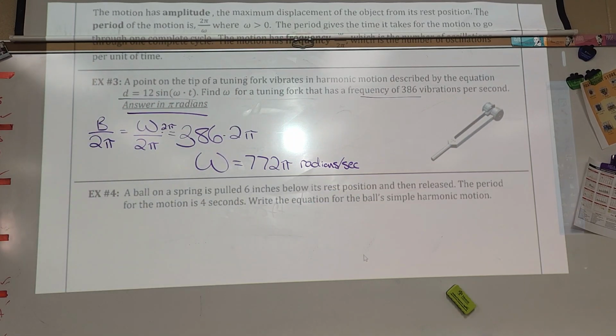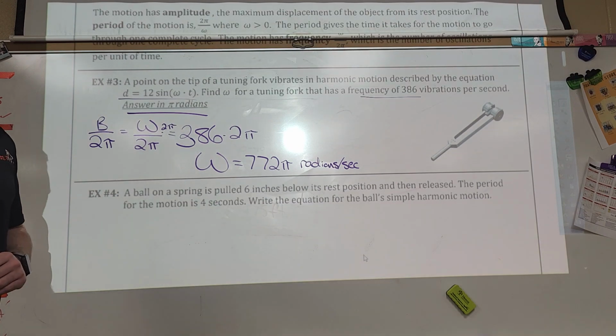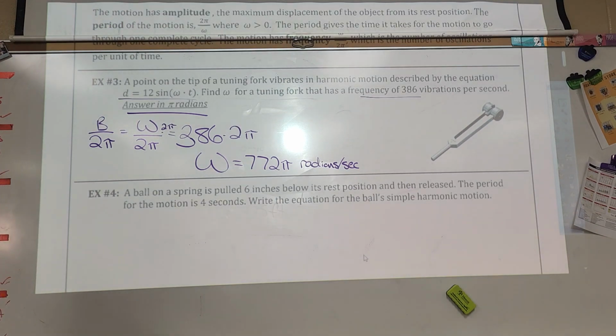It's radians per second. How are you supposed to know that? Oh, now you do. Oh, yeah. All right. Let's do more harmonic oscillation. Oh, we're doing great.